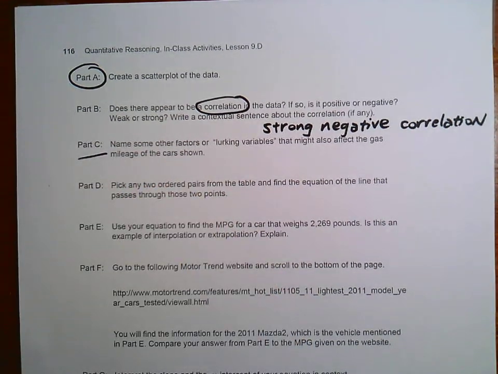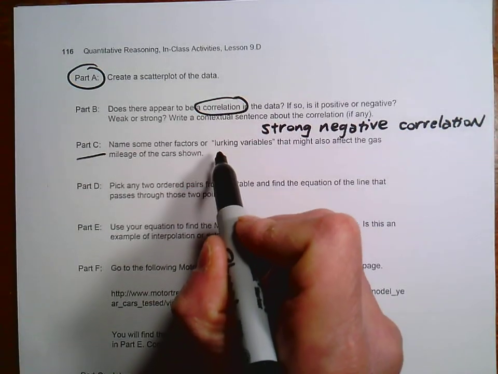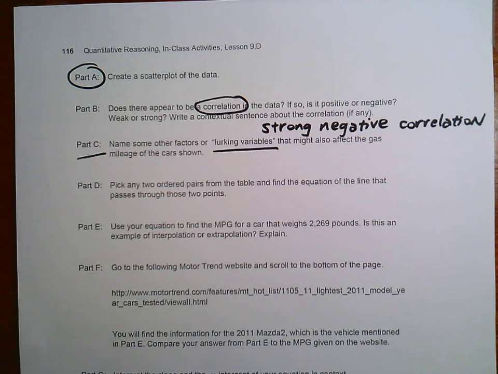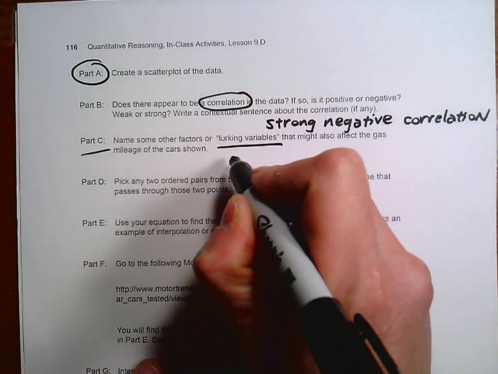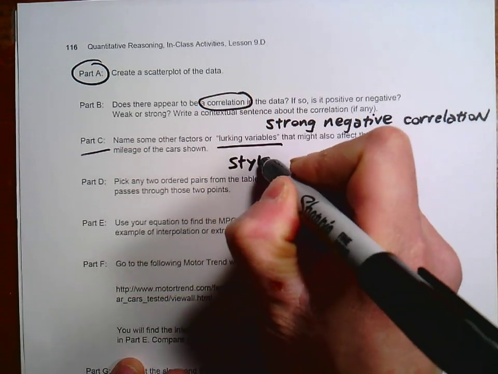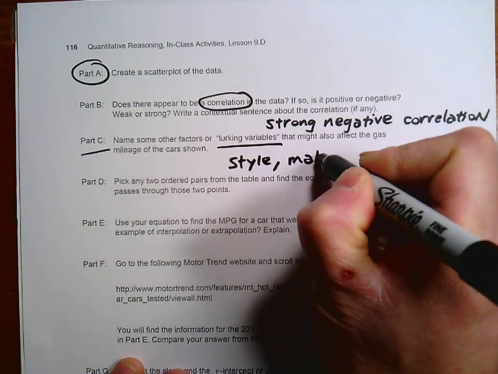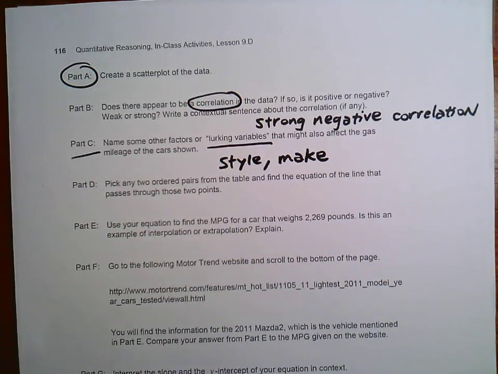Okay, look at part C. What are some other things that could be impacting this, right, besides weight? So they're talking about what are some of the lurking variables. So I think here it might be the style of the car, right, the make, one of those things. Because some of the sports cars, for example, are meant to be more aerodynamic. So because of that, they might have less drag and they might have better MPG, right? So there are other things. It's not just how much the car weighs, but I'm guessing that the weight of the car is probably the most influential.